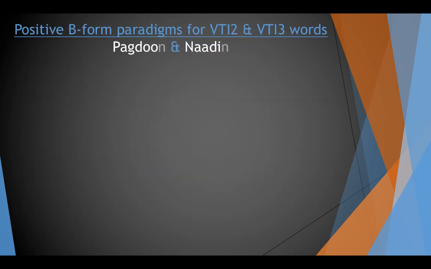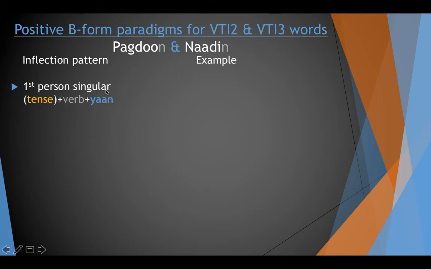All right, now we're moving on to our VTI 2s and 3 words. So if you'll notice here, VTI 2, pugdon, VTI 2, double O-O-N ending, VTI 3, I-N ending. So we grade out the ends again for our B form suffixes. So we're going to have our inflection patterns over here and examples over here. So first person singular, we could have our tense, verb, and then instead of mon, we're going to use yon at the end of our verbs.